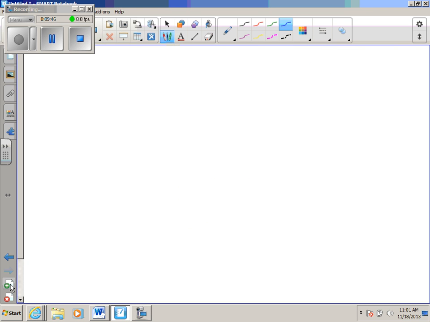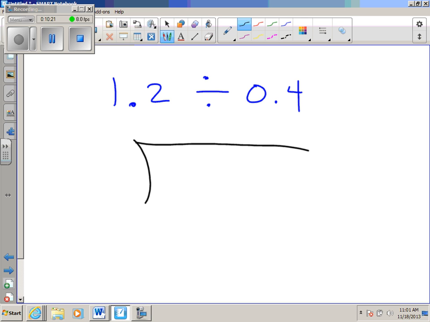Okay. All right. With division, 1.2 divided by 0.4. Carlos. Well, if we were actually doing this, the 0.4 would go there, and the 1.2 would go there.